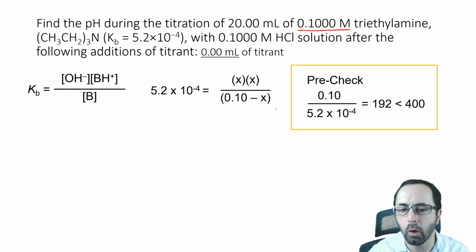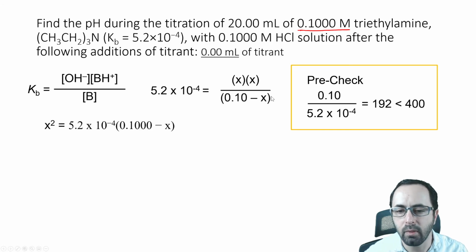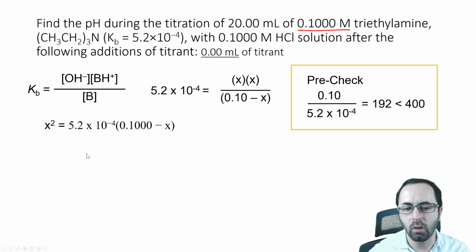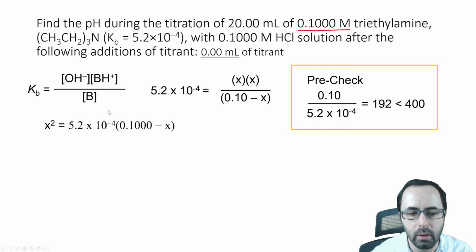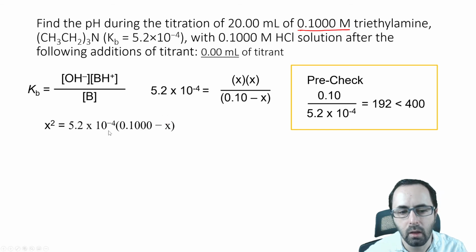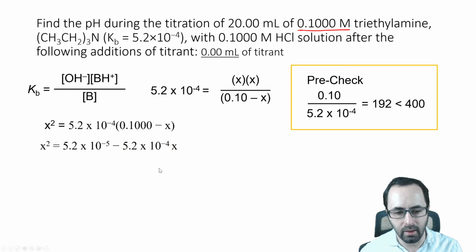So I'm going to multiply both sides times 0.1 minus x. And so that's going to cancel 0.1 minus x on this side, and then we'll have 5.2 times 10 to the minus 4 times 0.1 minus x. And that will equal x times x, which is x squared. Now we need to get this equation into the quadratic form. And so we're going to have to multiply this 5.2 times 10 to the minus 4 times each of these. So for times 0.1, that gives us 5.2 times 10 to the minus 5. And then we have minus 5.2 times 10 to the minus 4x.